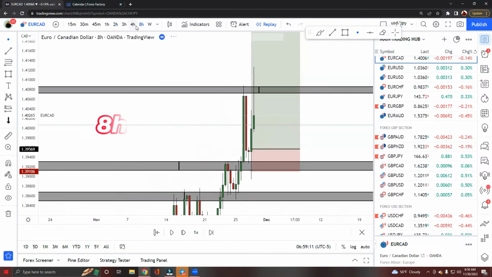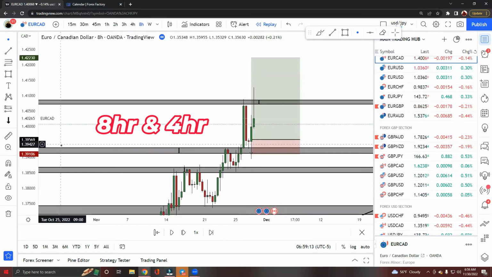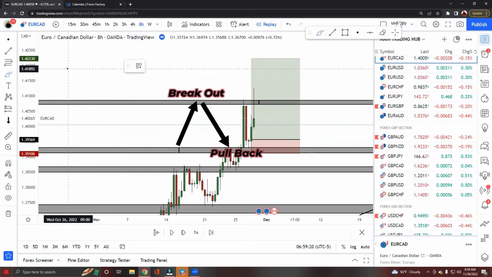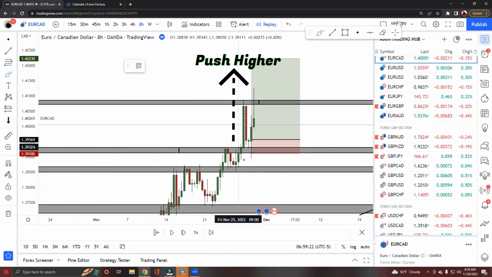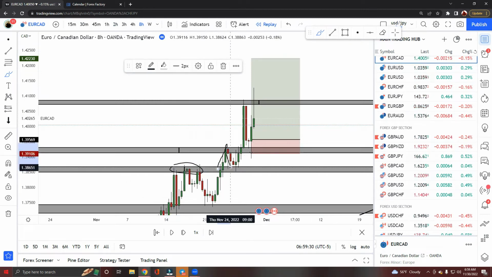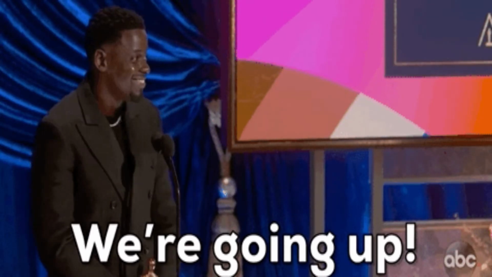If we start from the 8 and 4 hour, we can see exactly what I'm talking about. We can see how price action has been breaking above, pulling back to the same level, only to push higher. And that's why I got it for my buy right here. You can see how we have a past level of resistance, and then price action breaks above that level and then pulls back to the same exact level, right? And that caused it to go even higher.